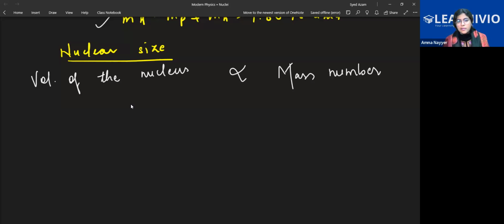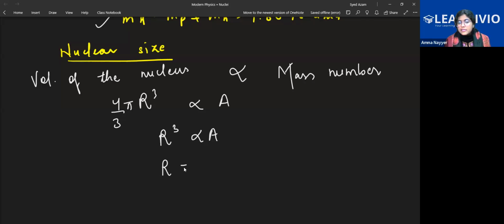Sphere, not a circle. Come out of this 2D, 3D. Volume of, 4 by 3 pi r cube. Yes, now you're right. Volume of the nucleus will be 4 by 3 pi r cube. This is directly proportional to the mass number. Mass number is A now. Now, 4 by 3 is a constant, so we can just say r cube is directly proportional to A.